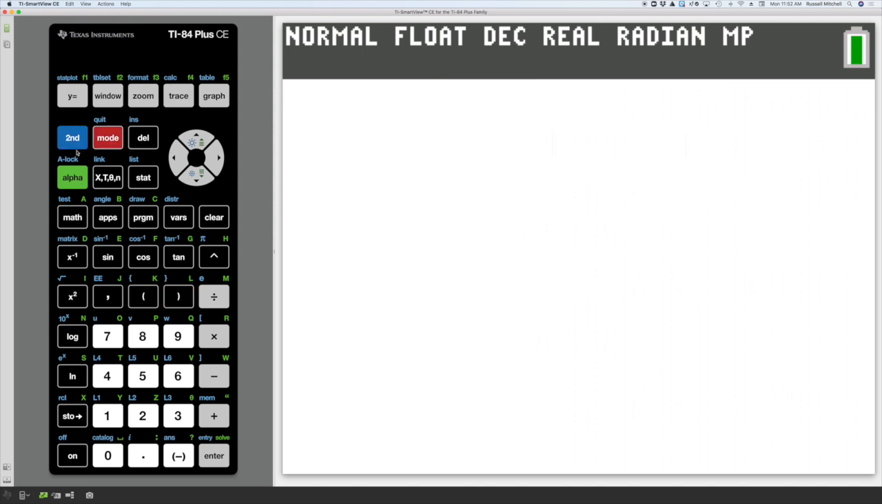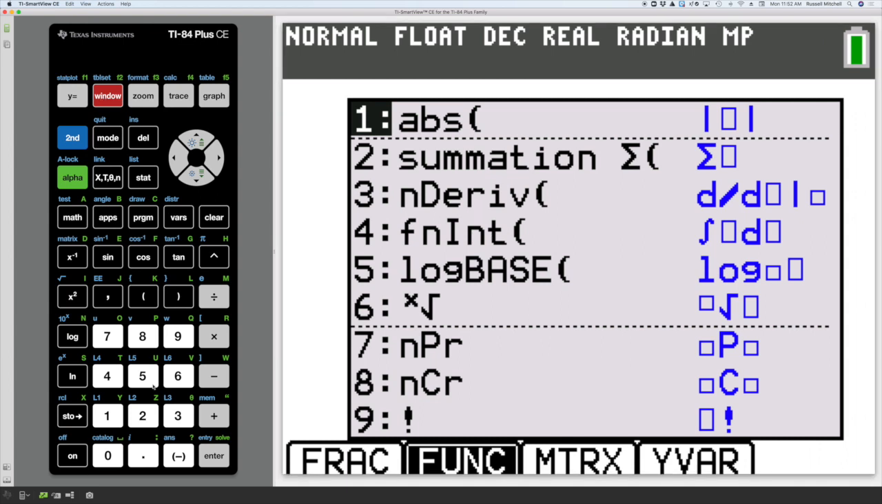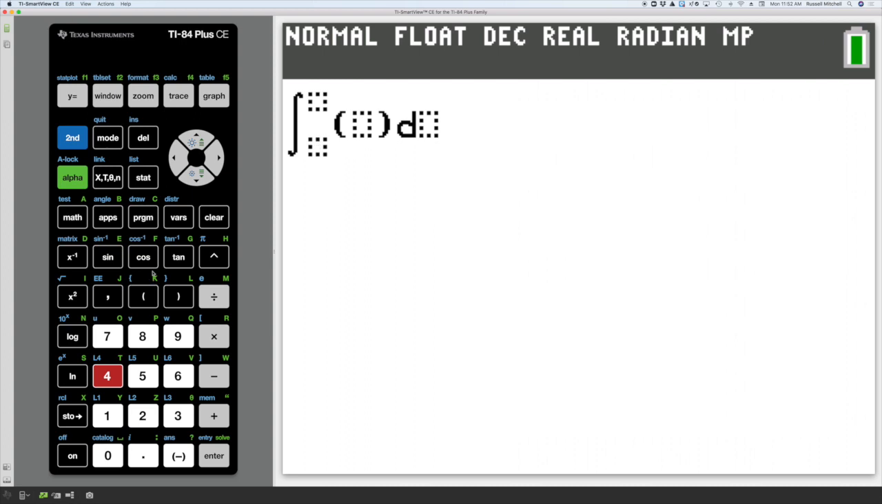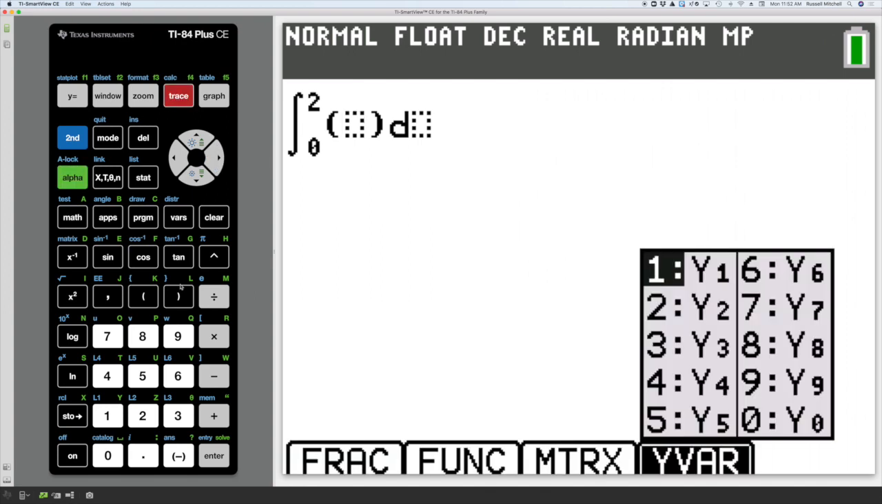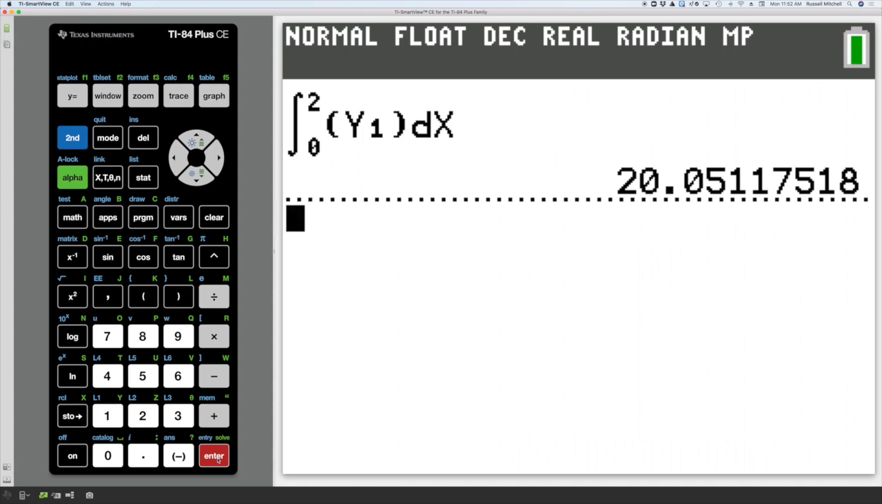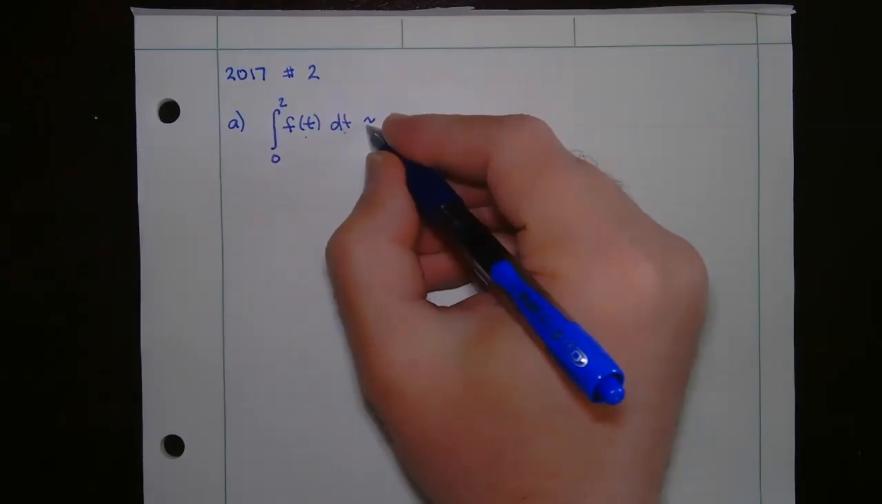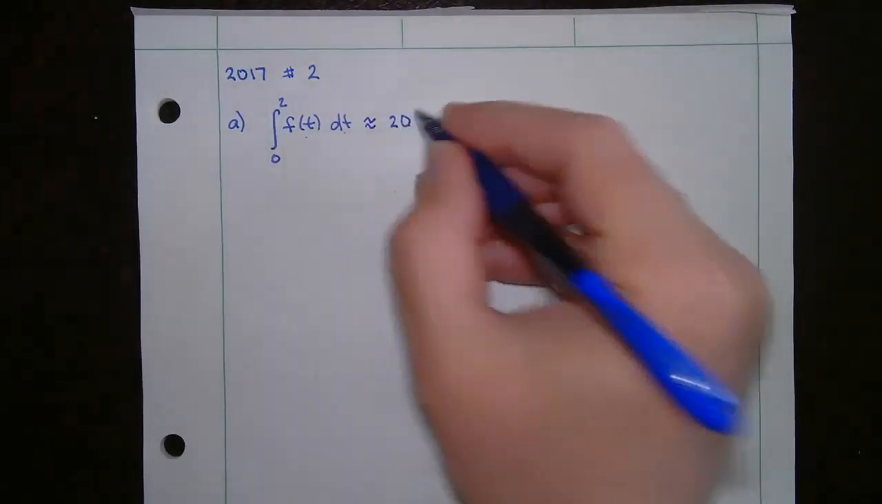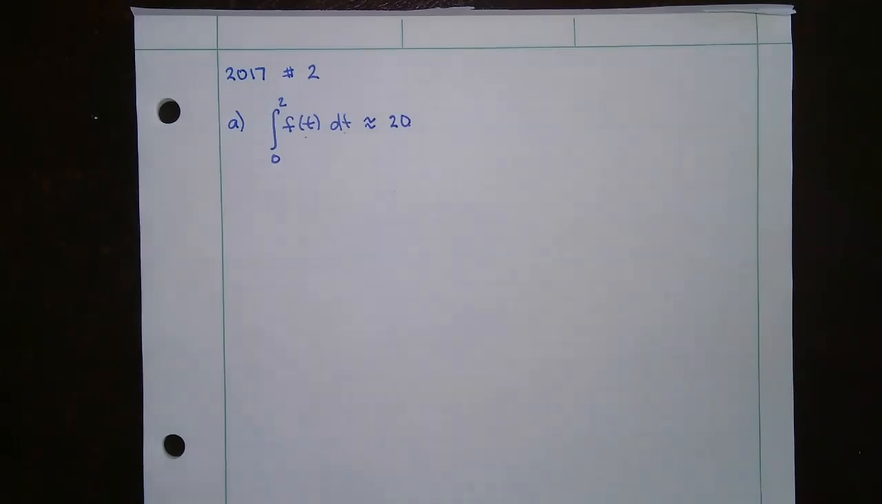Back to our home screen, and then we're going to integrate. That's alpha window, and the function integrate is number 4. We're going to integrate for the first 2 hours, so that'd be 0 to 2. Now instead of having to type the function in, we can type alpha trace and select number 1 for y1, then dx, and press enter, and we get 20.051. Let's go back to our paper and record that value. From our graphing calculator, we have an approximate value of 20.051.